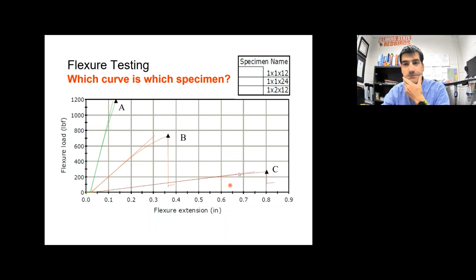All right, so 1 by 1 means it has a base of 1 inch and a height of 1 inch and a length or span of 12 inches.